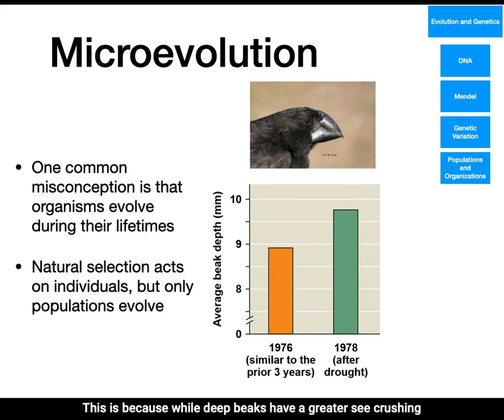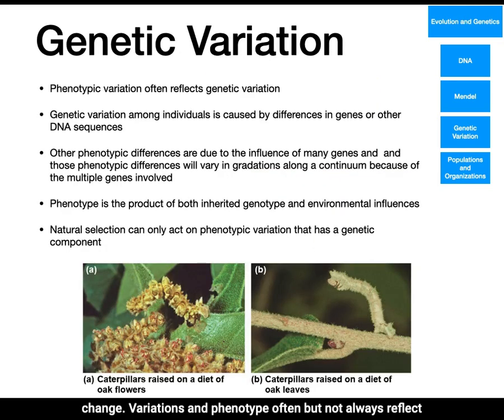This is because while deep beaks have a greater seed crushing ability, they are slightly energetically more expensive for a finch to produce and to live with. Strong selection resulted in a fast and dramatic change. Weak selection in the opposite direction resulted in a slow and less dramatic change. Evolution is change.